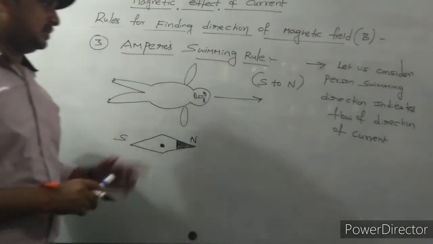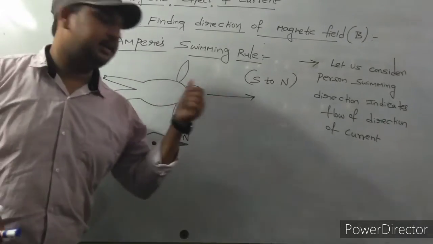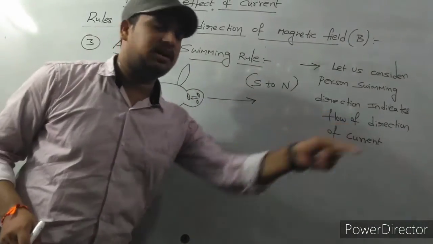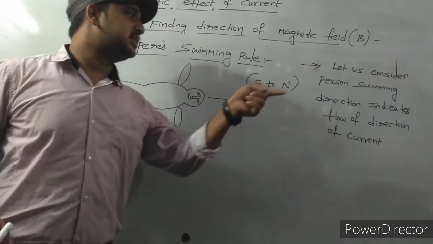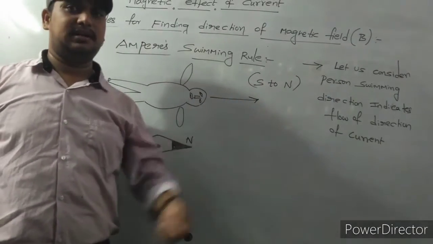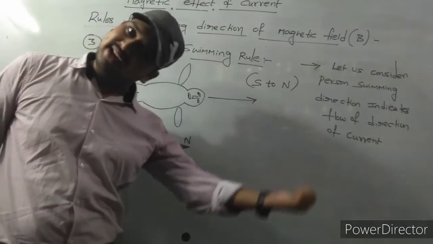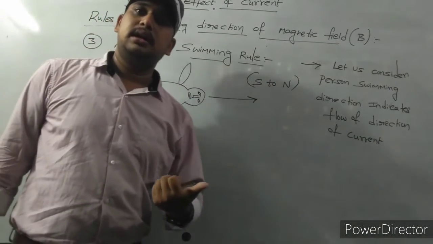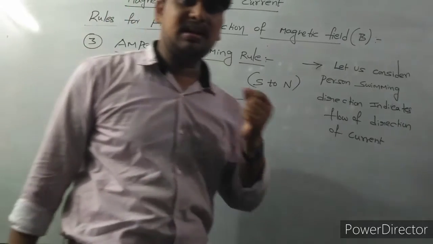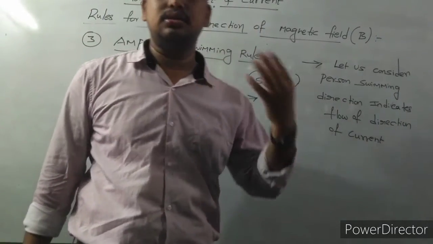Let us consider a person. He is swimming in this direction in the water. His swimming direction indicates the direction of flow of current. That means the current direction is south to north. The person's swimming direction is also south to north. If the person is moving from south to north, the direction of current is also south to north.